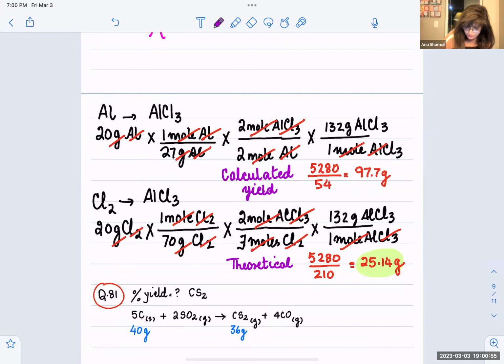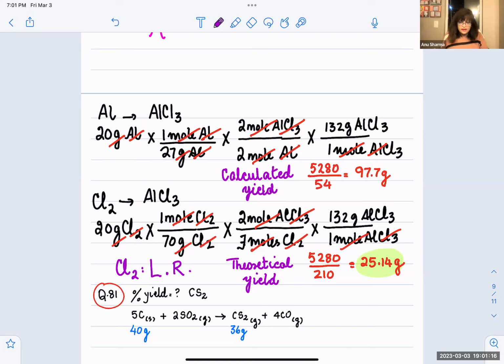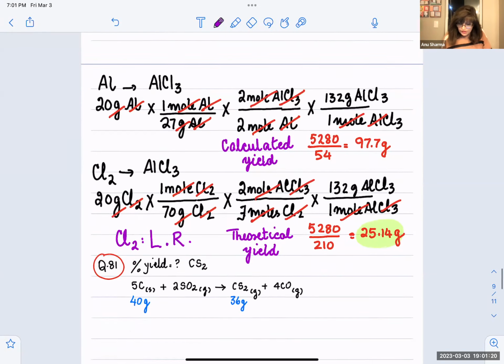This is a theoretical yield. If you do everything correctly and there is 100% efficiency in your processes, yes, you can obtain 25.14 grams of AlCl3 when you use chlorine, because this is the limiting reactant. Cl2 is the limiting reactant. Okay, all right, so these are important questions, all this is going to be on the test.